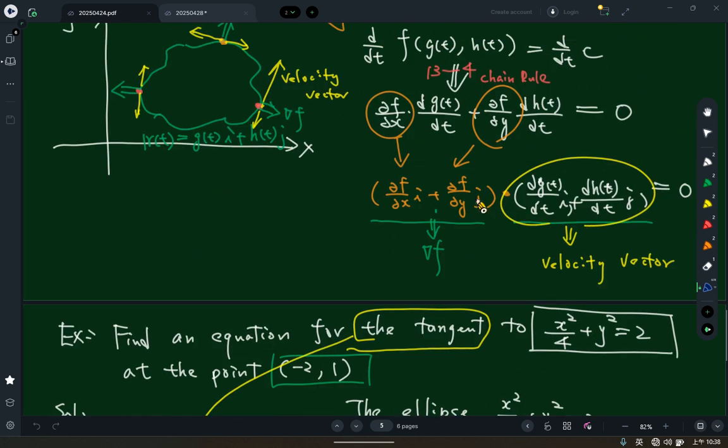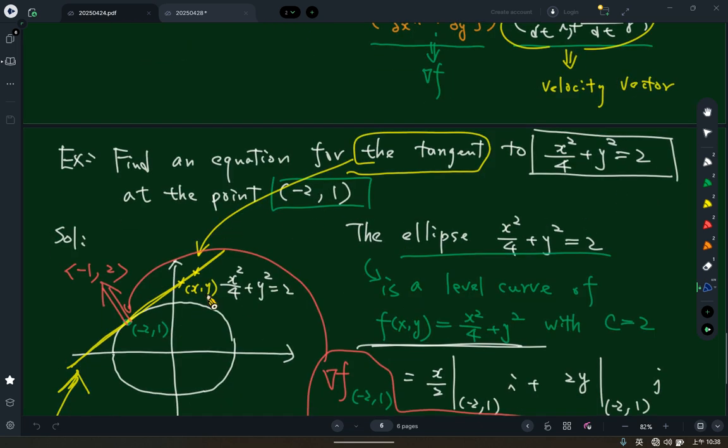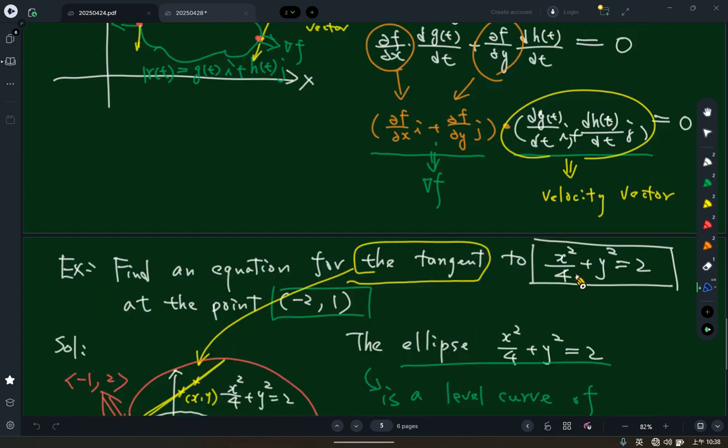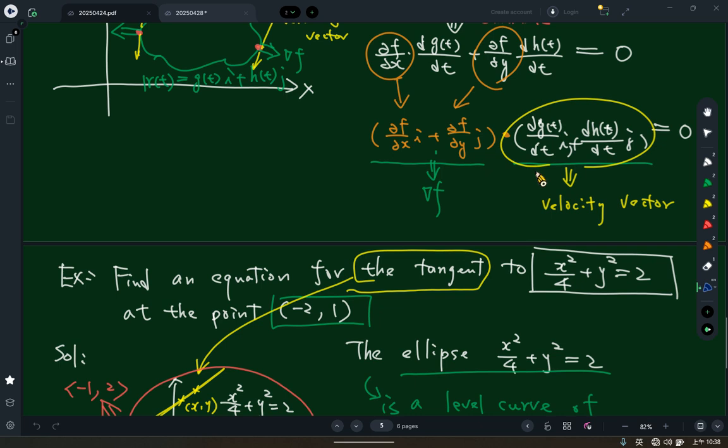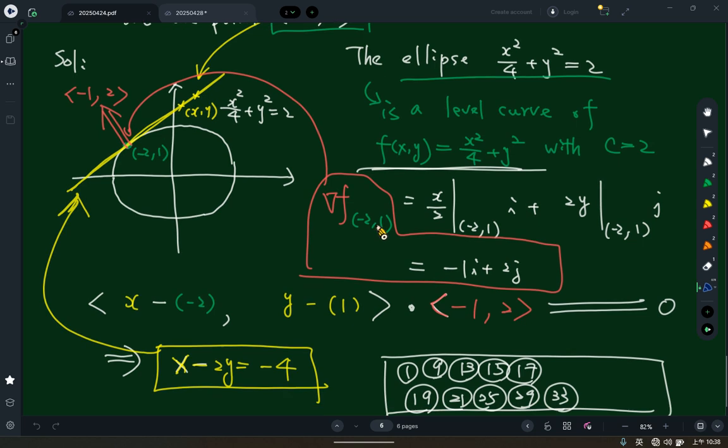Okay, so based on this, we also know that if we want to know its velocity vector, that means this is a tangent line passing through this point, so it must be orthogonal to its gradient vector. The first thing for us is to get the gradient vector. Based on some calculation, you can know the gradient vector here is -1, 2, this direction. With this, we know the tangent direction must be orthogonal to the direction of the gradient vector.